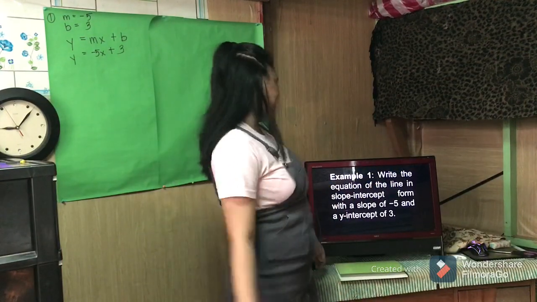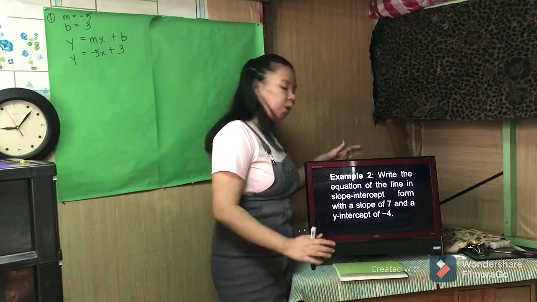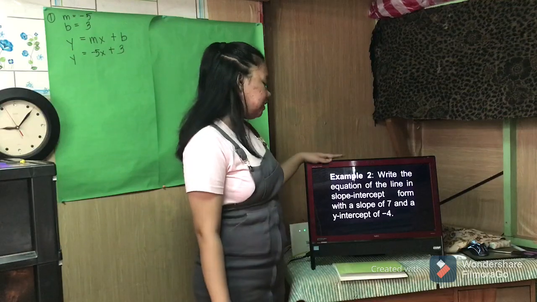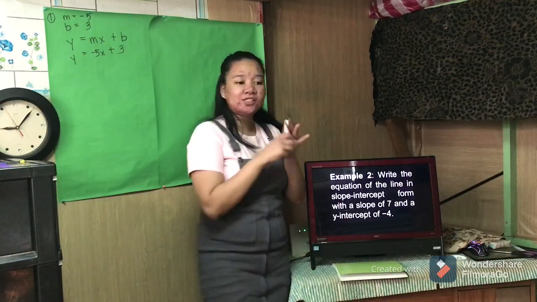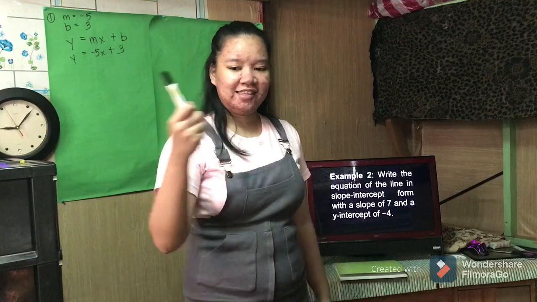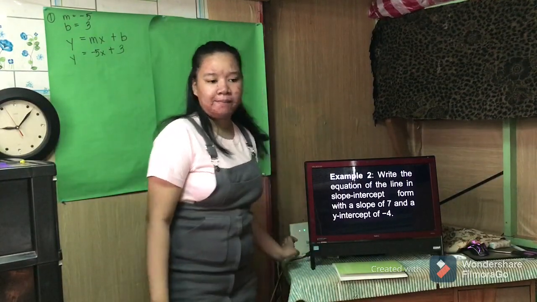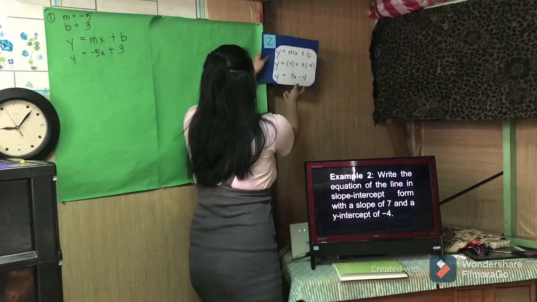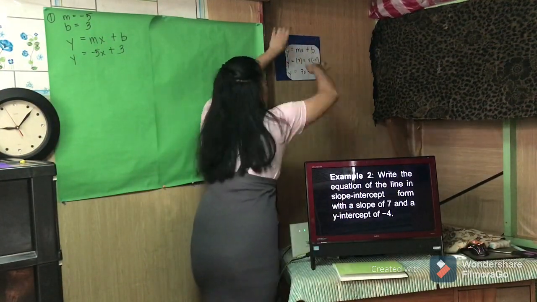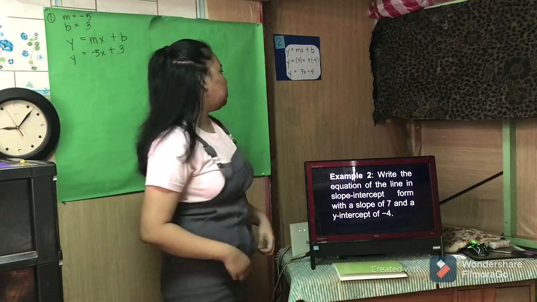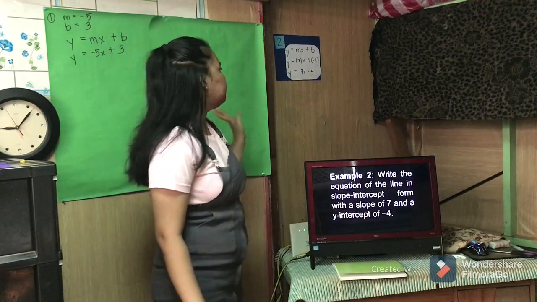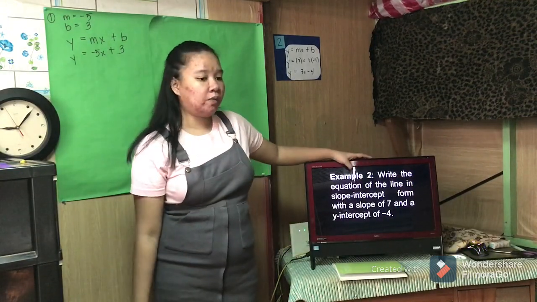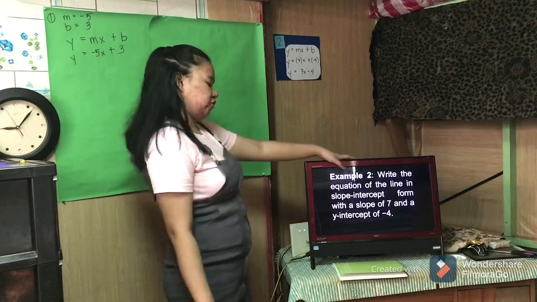Let's try another example. Example 2. Write the equation of the line in slope-intercept form with a slope of 7 and a y-intercept of -4. Who wants to try? Yes, Maine. Do it. Okay, very good. y equals mx plus b, y equals 7x plus -4, y equals 7x minus 4. So the slope-intercept form of the equation is y equals 7x minus 4.